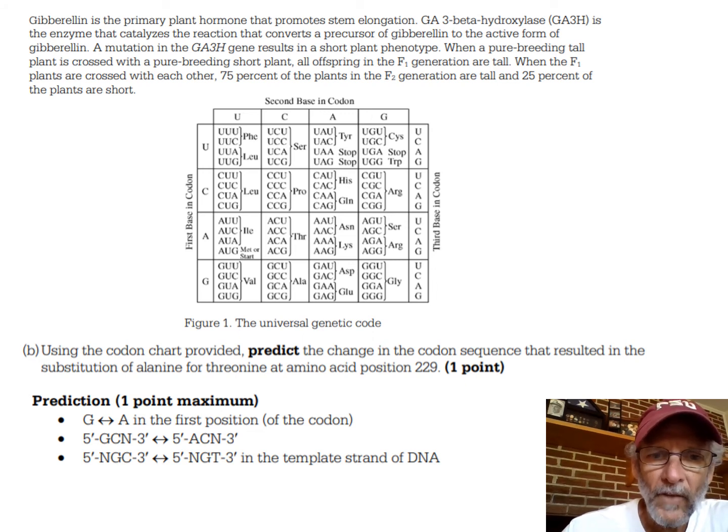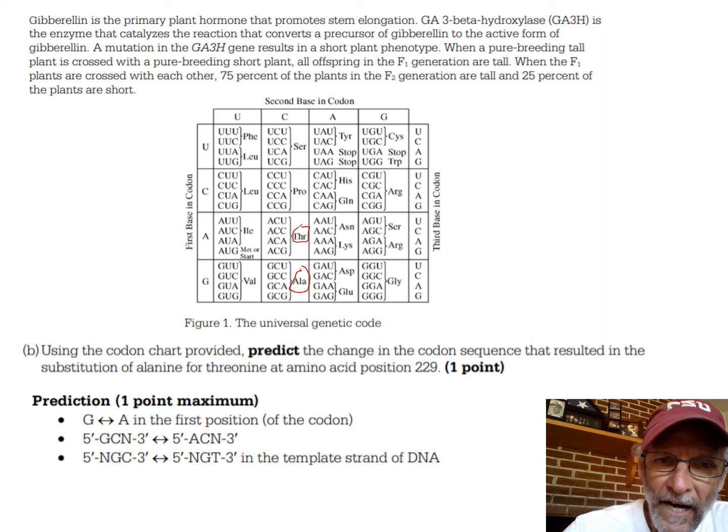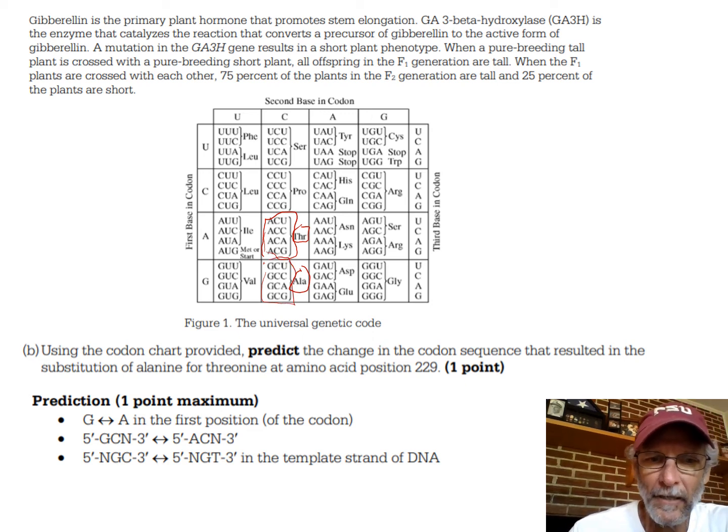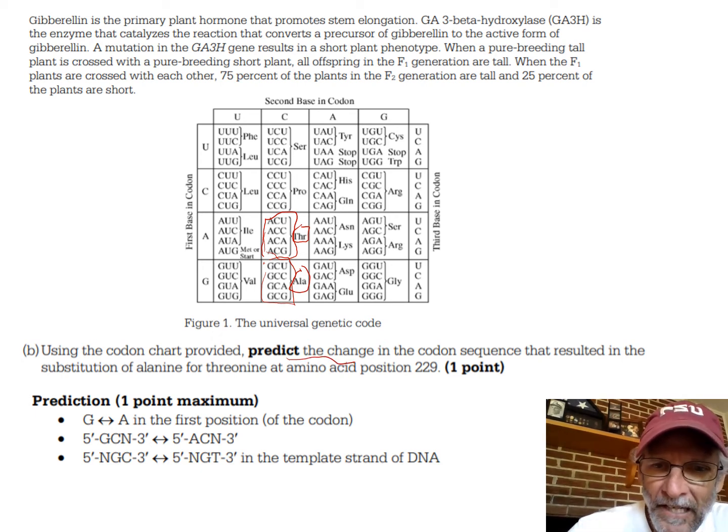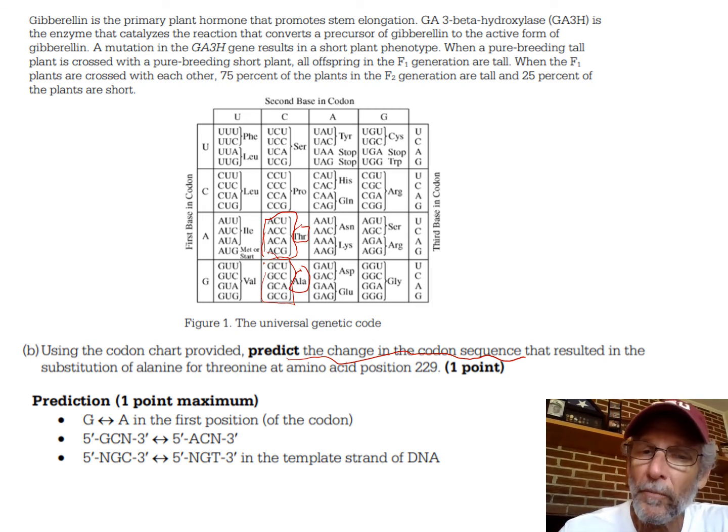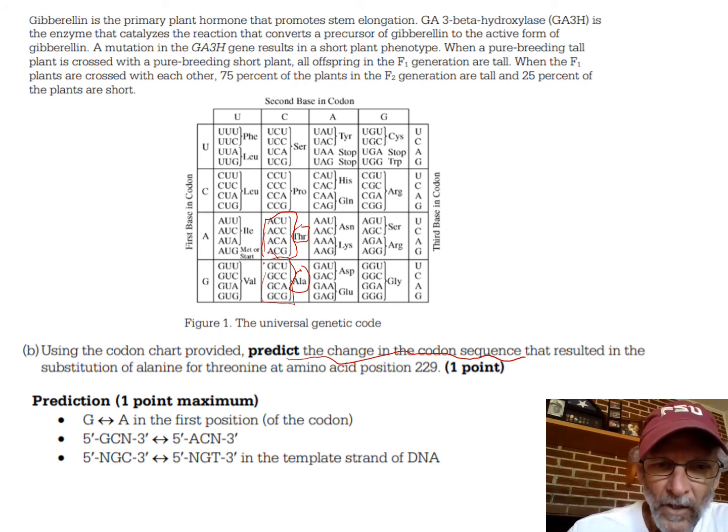Okay, so the coding here involves these two amino acids. So first you have to find them on the codon chart. And you see that one is coded for by any codon that's AC anything, and the other is coded for by any codon that's GC anything. So the change was clear. This was a base substitution, right? They asked you to predict the change in the codon sequence, not the DNA sequence, even though the mutation would have happened in DNA, right? They're asking you for that.